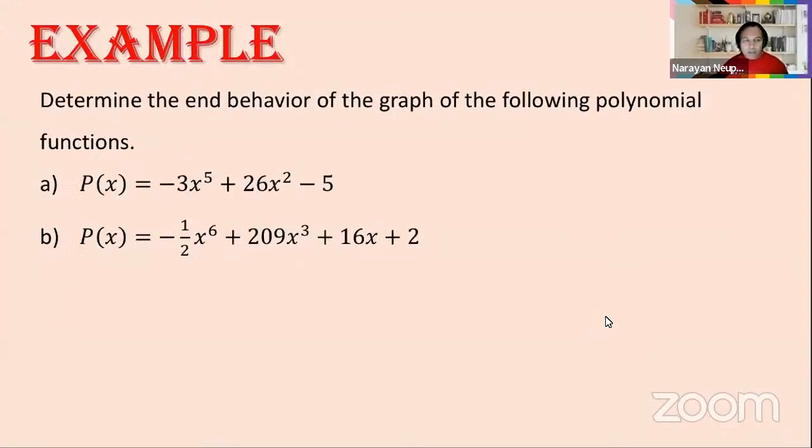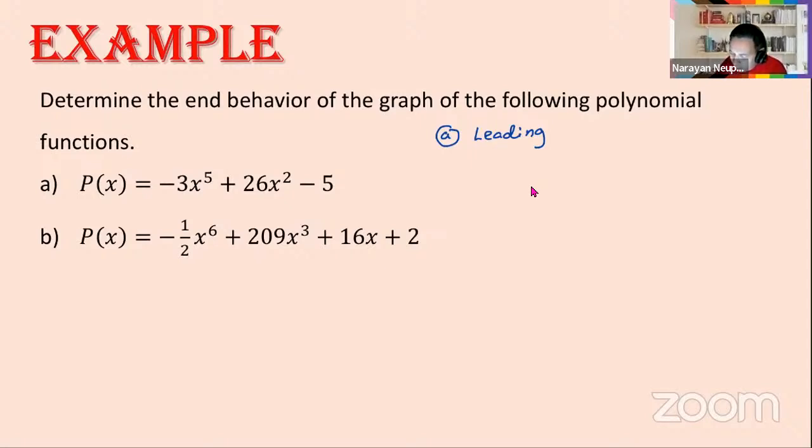So first example here: determine the end behavior of the graph of the polynomial functions given here in parts A and B. In part A, we have P of x equal to negative 3x to the 5 plus 26x squared minus 5. In order to determine the end behavior of any polynomial function, we look at the leading coefficient and the degree.